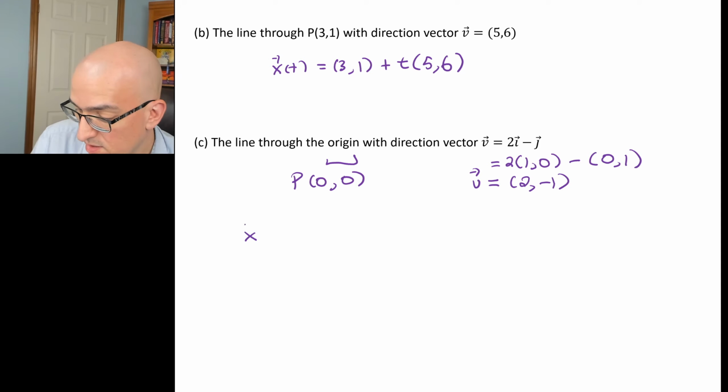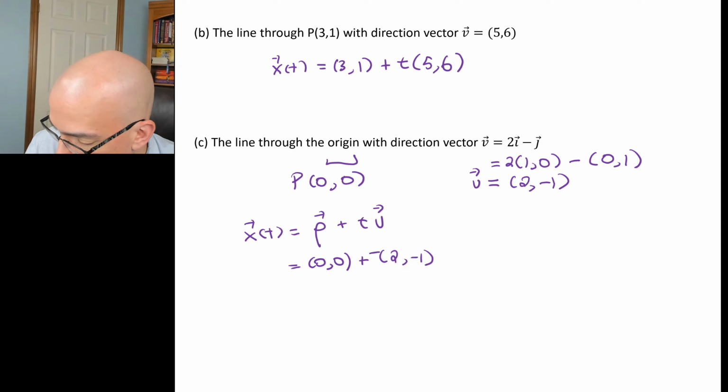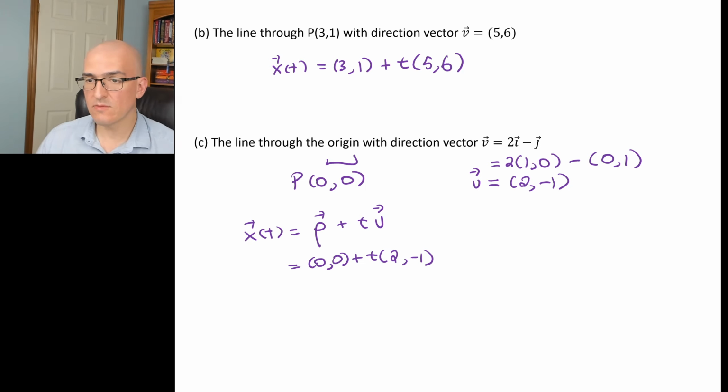So our line x of t is equal to P plus t times v, which is 0, 0 plus t times 2, -1. Make that a little bit neater. Okay, and we'll continue in the next video.